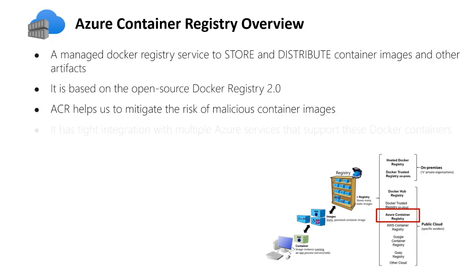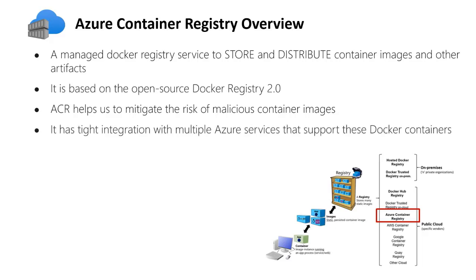The good thing about Azure Container Registry, as you can imagine, is that it has tight integration with multiple Azure services. So if you wanted to deploy an image from ACR into another service that runs containerized applications, like App Service, you have the option to easily select your image from there, because of this tight integration between the service that stores and distributes container images and the services in Azure that we can use to run container images or containerized applications.